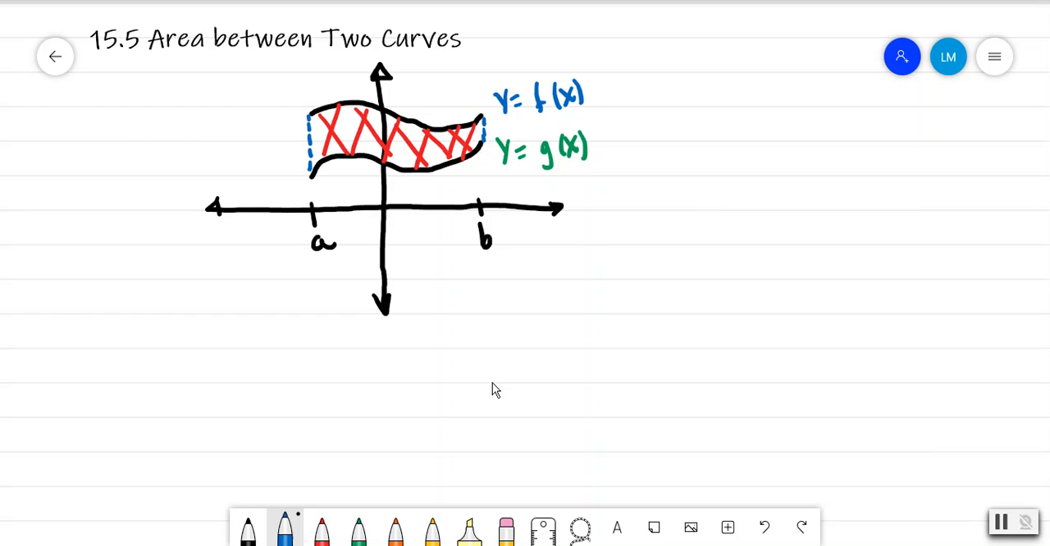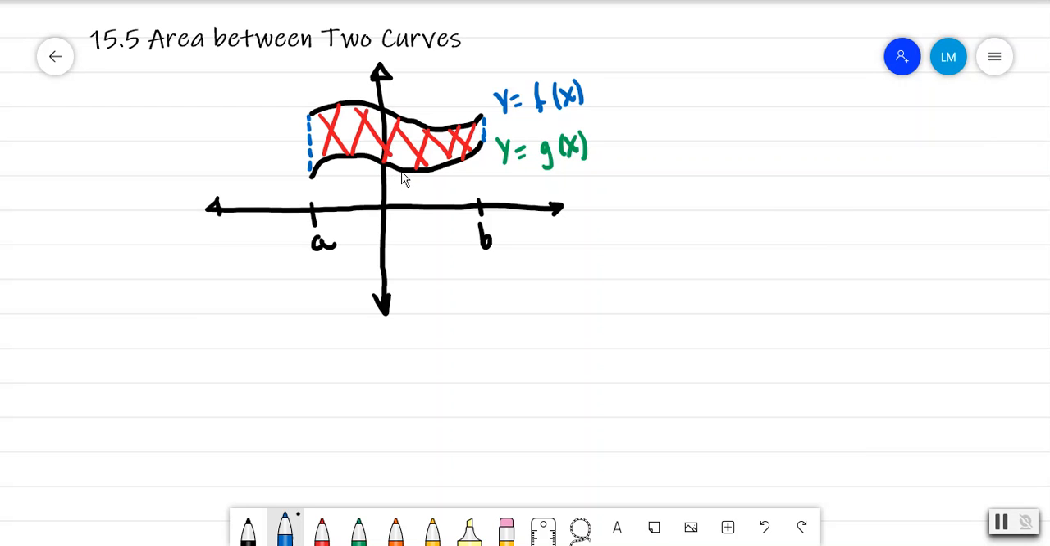In this section, I'm going to talk about area between two curves. So what we have here is two functions. One is f of x and the other is g of x. So here we can see that we want to find the area that's bounded by f of x and g of x.